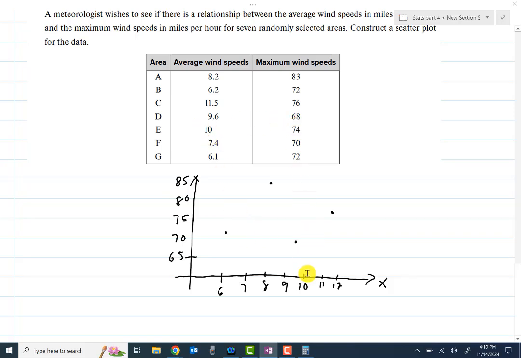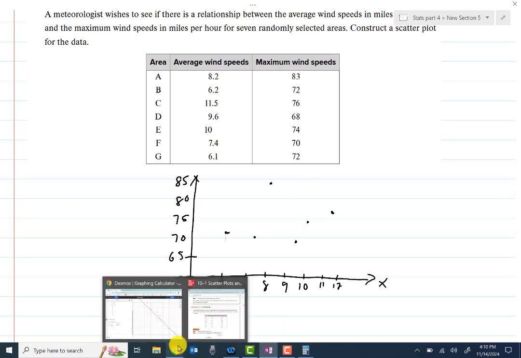10 and 74. 7.4 and 70. And 6.1 and 72. That's close. 6.2 and 72 and 6.1 and 72. Interesting. They'll be right next to each other. But what you see here is there's no real rhyme or reason to this shape. Let's throw it in Desmos and see what that R value is.